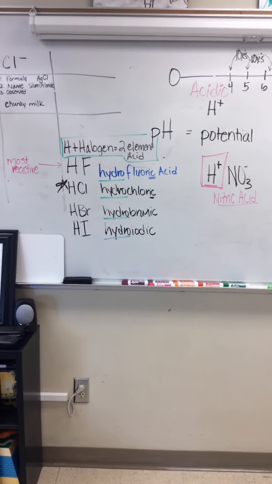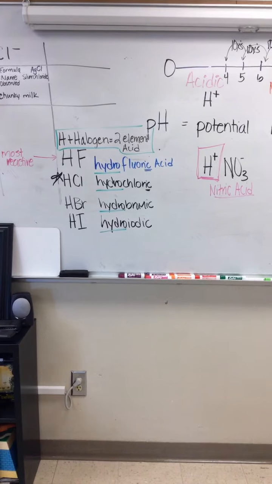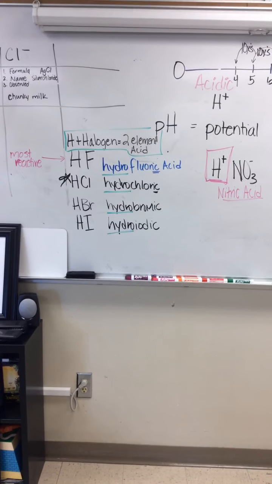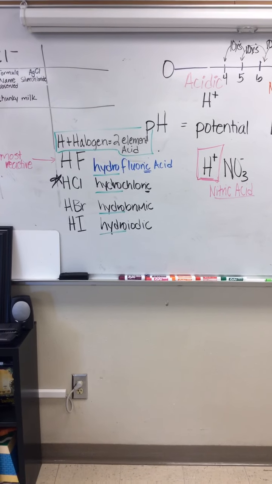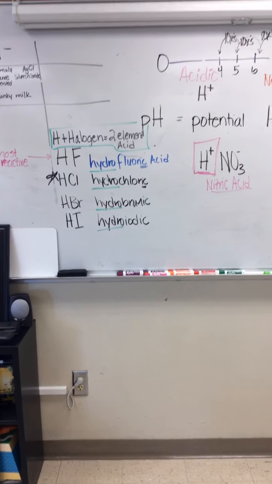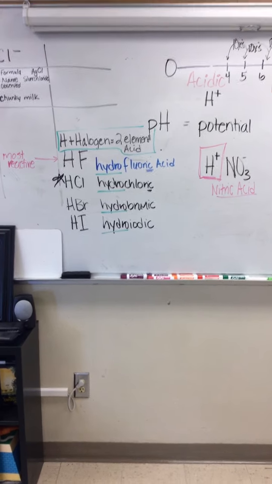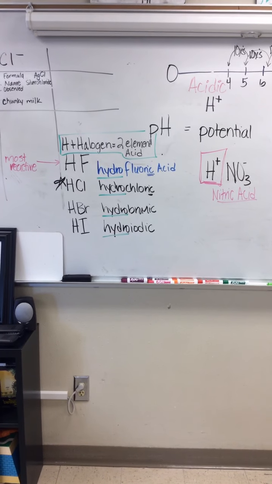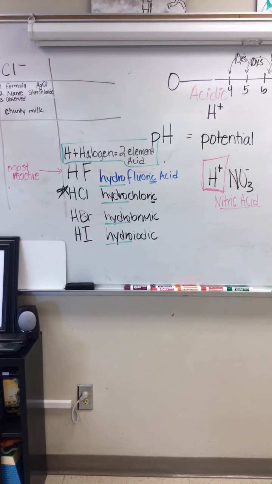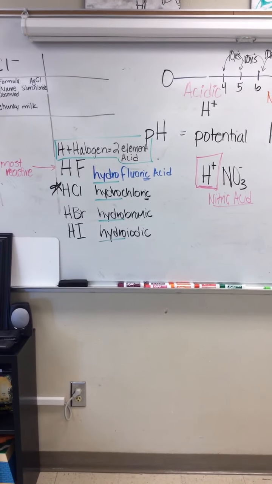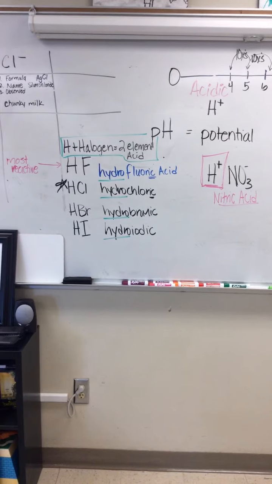There are 2 more elements in that group. They are astatine, which we're not going to worry about because it's the rarest substance on Earth, so we're not going to create an acid out of it. And there's also tennessine, a radioactive substance that they created in a reactor or particle accelerator. So once again, we are not going to make any acids out of that.